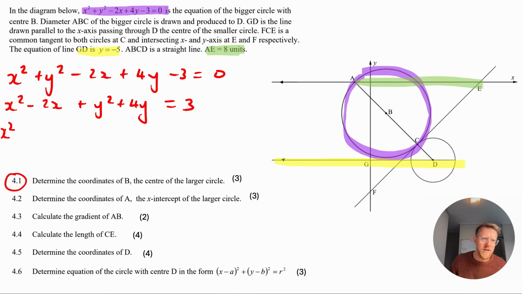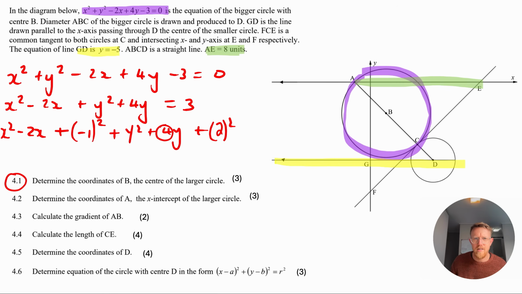But what we're doing is we're taking this, and then you're going to add. Now you're going to take this number and you're going to divide it by 2. So that's going to be minus 1, and then you're going to square it. Then you're going to do the same here. So you're going to half this number, and then you're going to square it. Now on the other side, you've got a 3. Now mathematically, can you see that we've just added this and we've just added that? So to correct that mathematically, we have to add it on the other side as well.